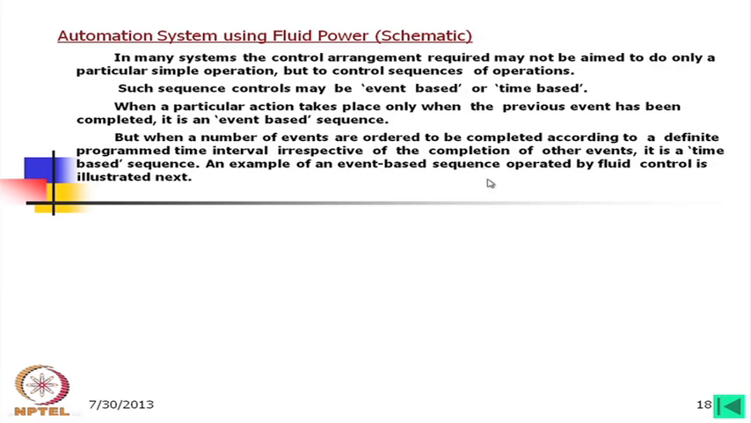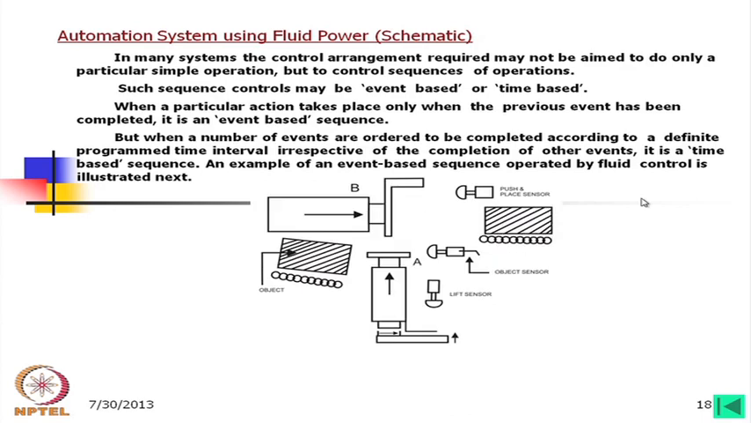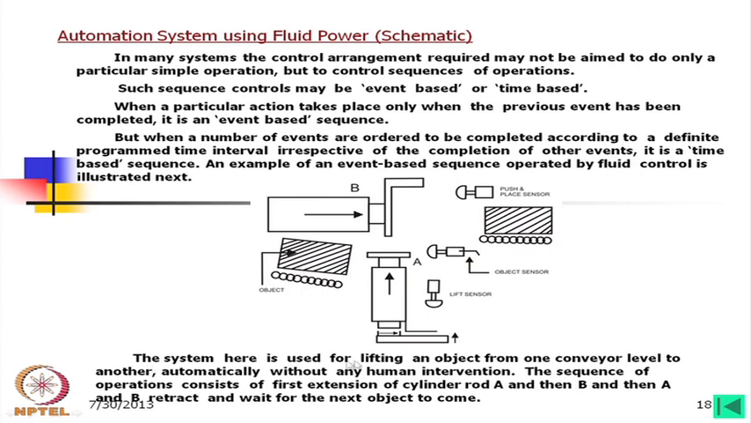An example of an event based sequence operated by fluid control is illustrated next. Now, look at this. The system is used for lifting an object from one conveyor level to another automatically without any human intervention. The sequence of operation consists of first extension of cylinder A rod and then B, and then A and B retract and wait for the next object to come. Say an object is coming in, then with this cylinder it is lifted to this conveyor.